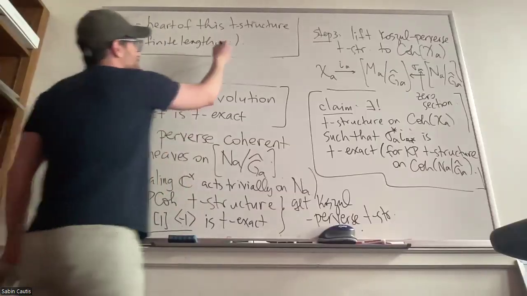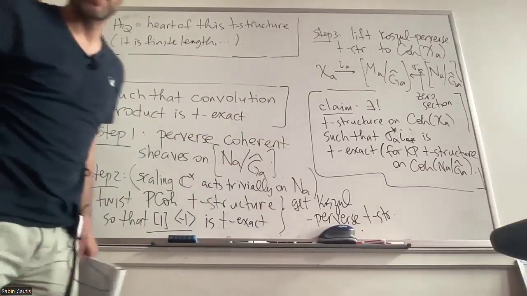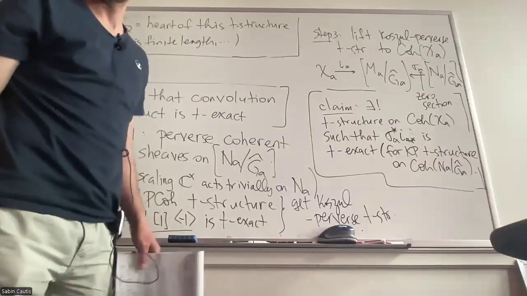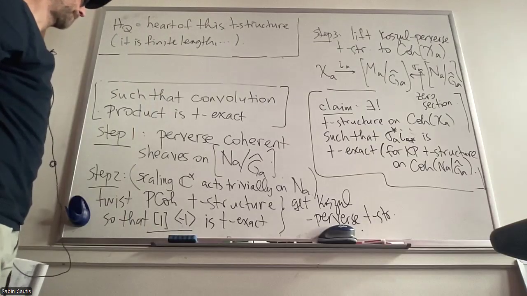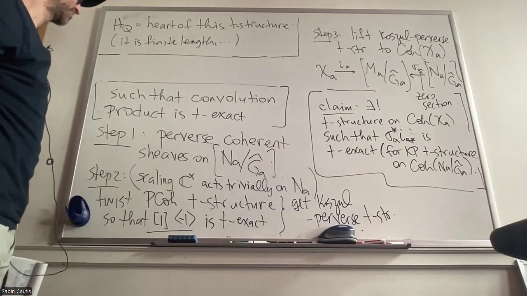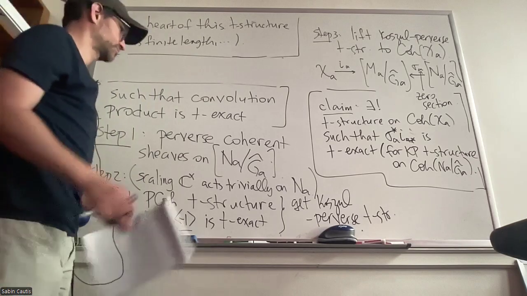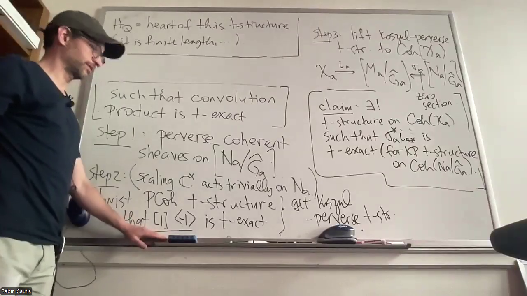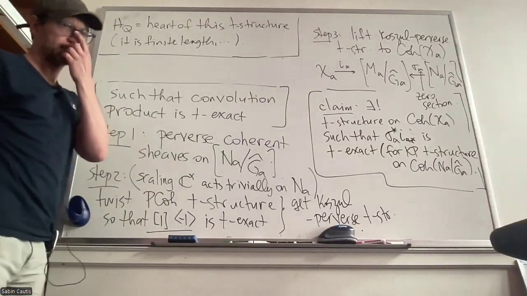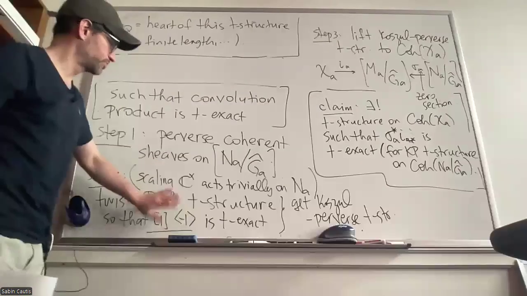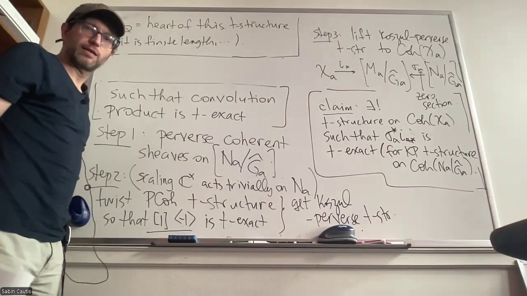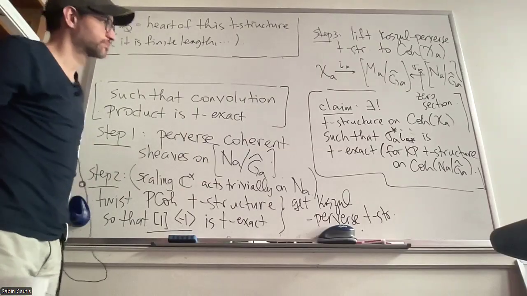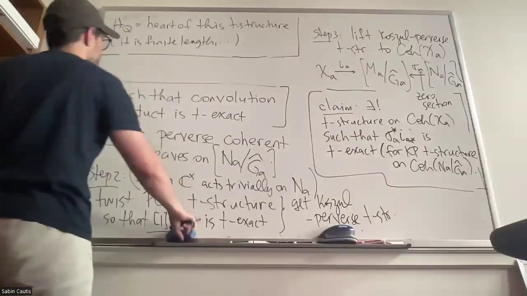Any questions about the plan, or can you still hear me? Yeah, I mean, step two, you really want some composition of two shifts to be t-exact. Is it technical? Yes, it's technical, and I'll explain why I want this. If you don't do this, then you can still lift, but you won't get a t-structure which is t-exact for the composition. And I'll explain why.